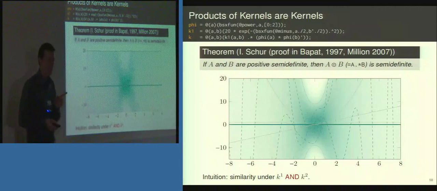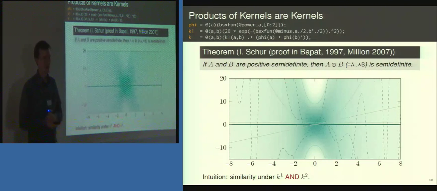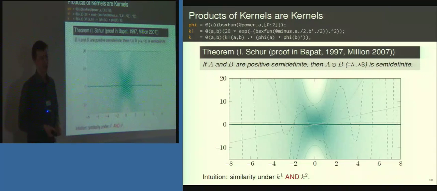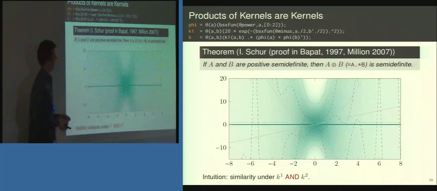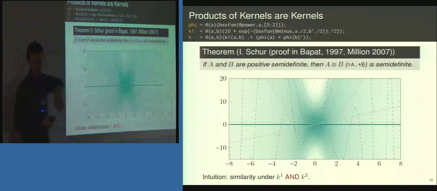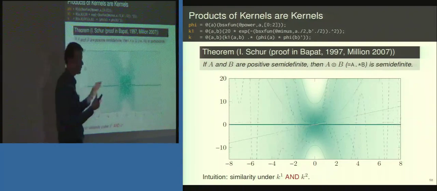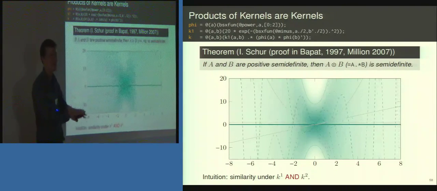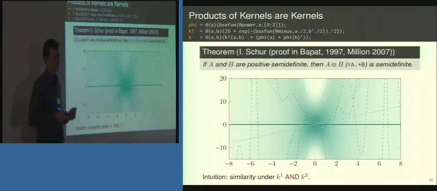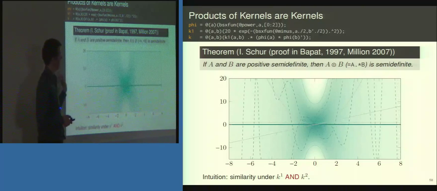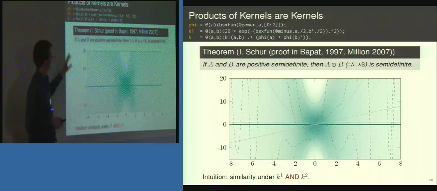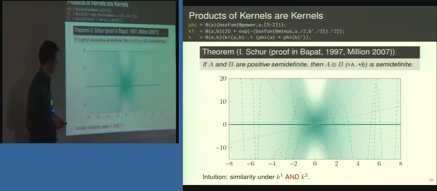As a final property, which is much less obvious than the previous ones, if you pointwise multiply kernel functions, which in MATLAB is called dot star, and in Python is just the actual times, right? So if you just multiply two matrices by multiplying the elements, then you also get out a positive semi-definite matrix if both of the inputs are positive semi-definite. It's completely not obvious why this is the case. It's a theorem that was initially proved by Issai Schur. You can find proofs in the more modern literature as well.